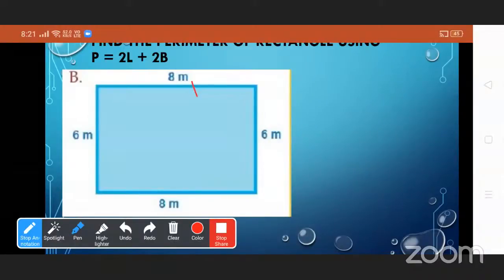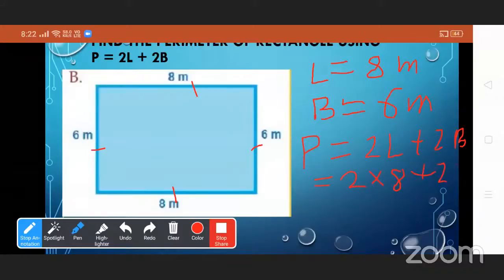So here this rectangle, see here, this is length and this is breadth. L is equal to what? Sir, length is equal to 8 meter. 8 meter. Okay, good. And breadth B is equal to 6 meter. And now put the formula: P is equal to 2L plus 2B. So 2 into L is 8 now.